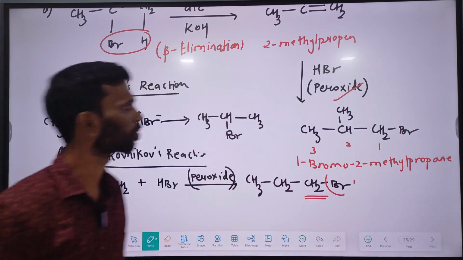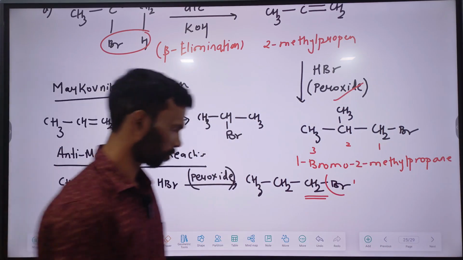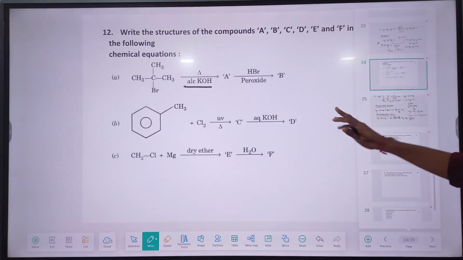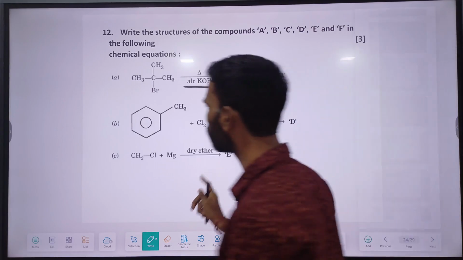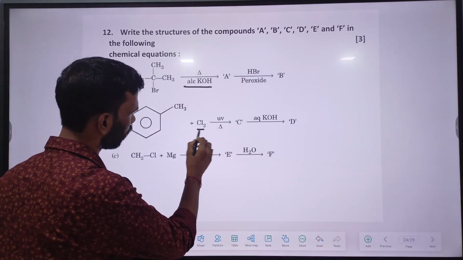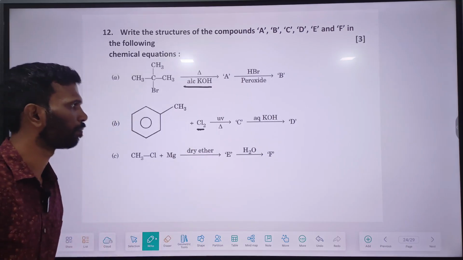Right? This is the thing. Yes. This reaction, Cl2, in the presence of light.